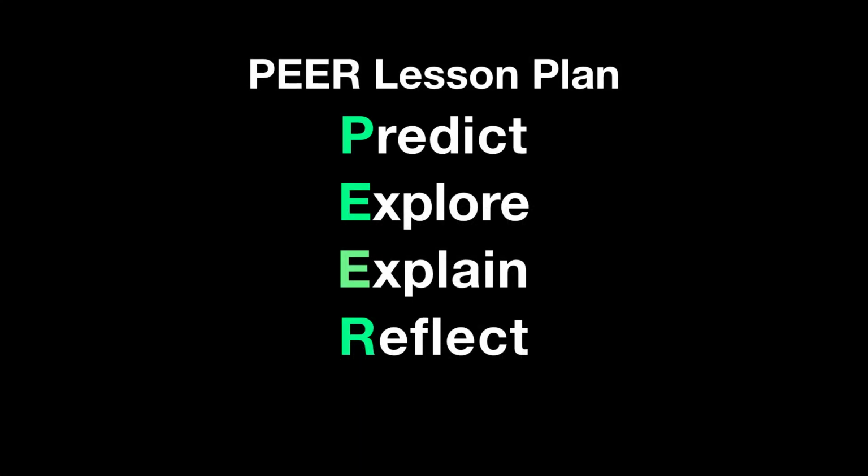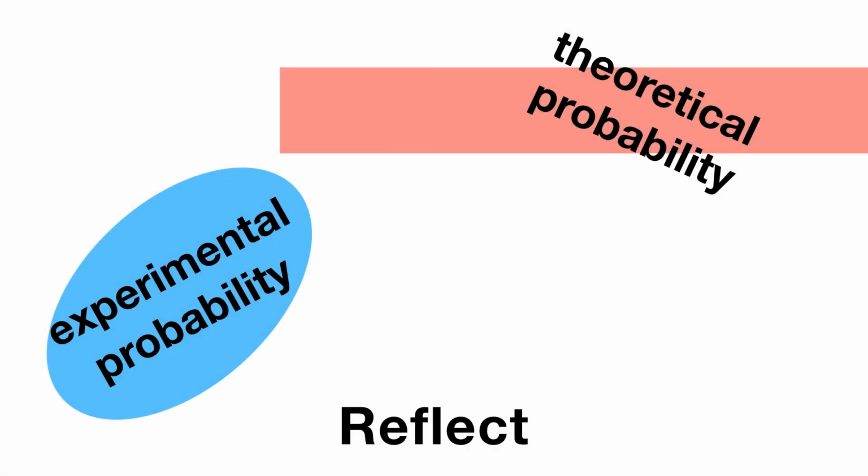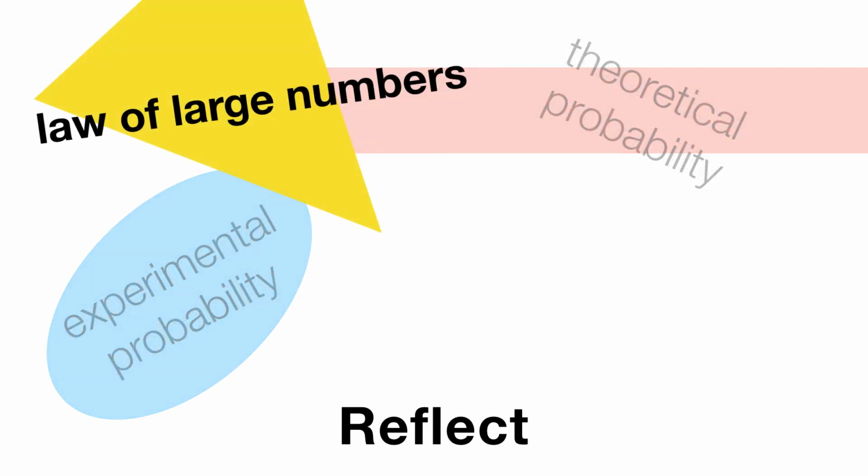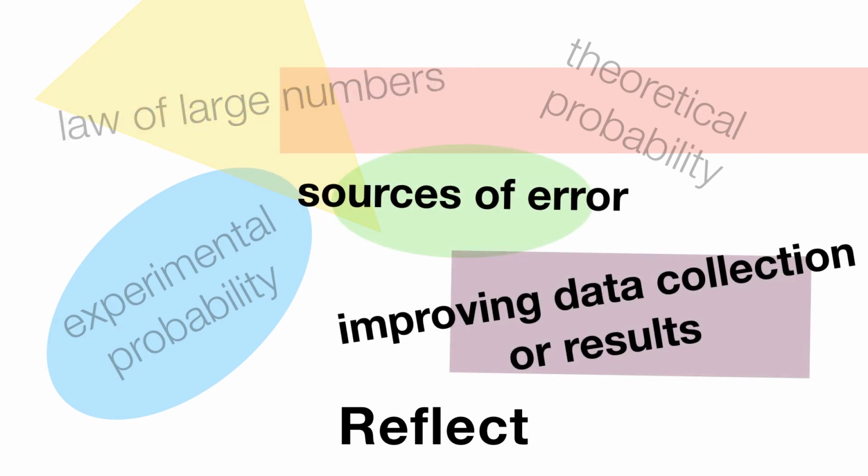To close the lesson, we ask students to reflect on the activity and the mathematics. Things like experimental versus theoretical probability, or the importance of the law of large numbers, or discussing reasons for discrepant results, or how to improve the experiment.